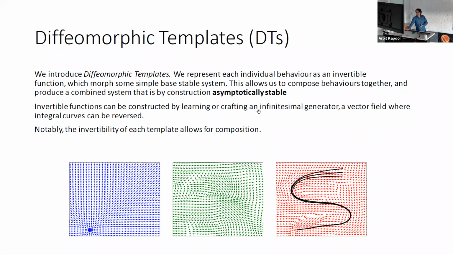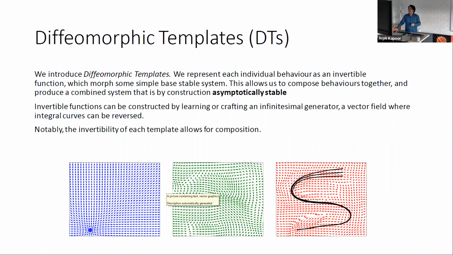Well, the key to this is what is known as an infinitesimal generator. It's basically another vector field where, if you start integrating on that vector field, as long as it is Lipschitz, you can reverse it. So you start at some point, you flow down to some point, and you basically reverse the vector field, integrate for the same amount of time, and you're back to where you started.